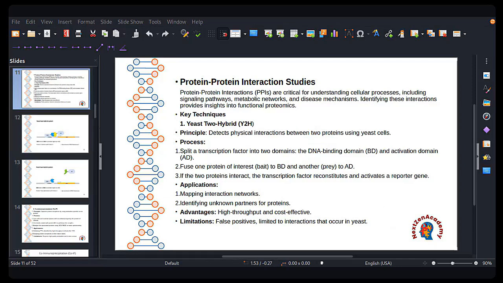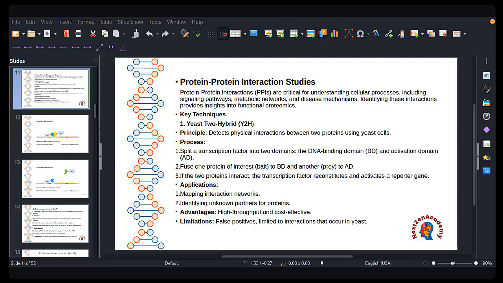See, now move to the applications. Mapping interaction networks. It helps in mapping interaction networks. Then identifying unknown partners for proteins. Then advantages: high throughput and cost effective. Then what are the limitations? It can give false positive results as well. Limited to interactions that occur in yeast. Okay.